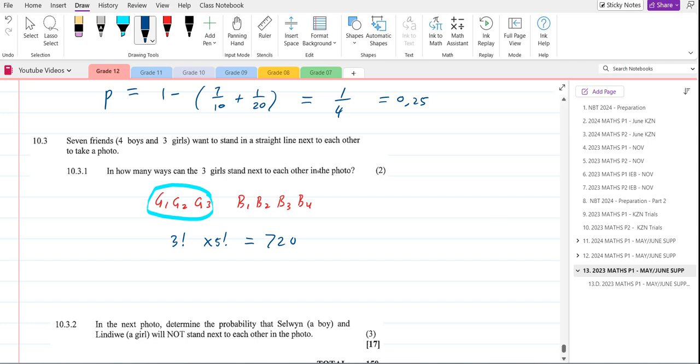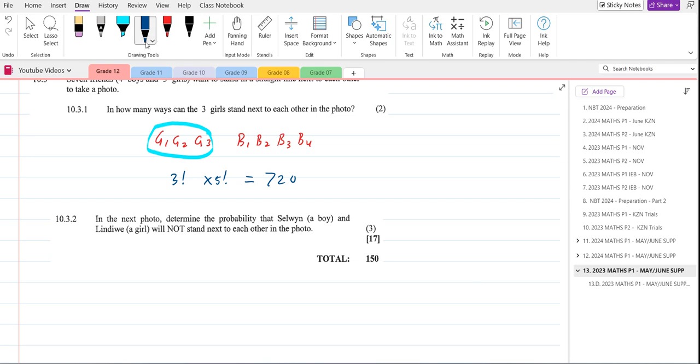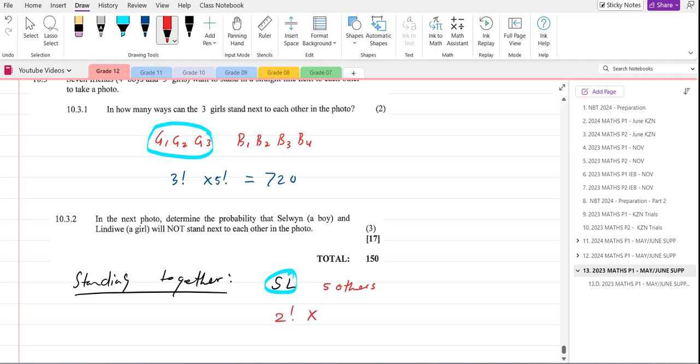I hope you guys understood that. Next question. In the next photo, determine the probability that Selvin, a boy, and Lindy, a girl, will not stand next to each other in the photo. So first find that they stand next to each other, standing together. We're going to group Selvin and Lindy up as one entity, and we don't need to worry about the others, there are 5 others. Now this is basically 2 factorial times, we're going to take them as a single entity, and they can move around in between the others. So 1 plus 5, so that is 6 factorial.